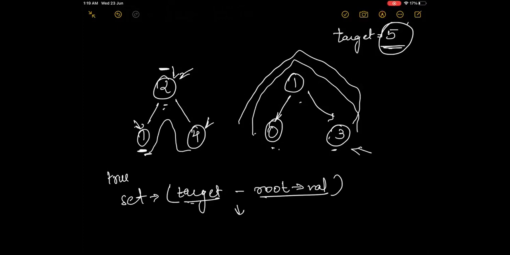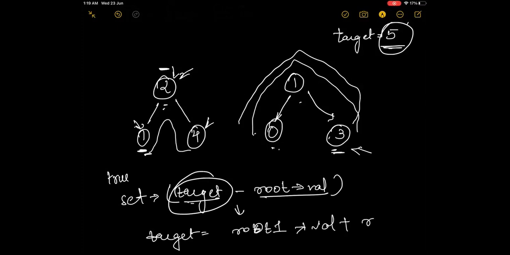Now, if that remaining value is present in the second tree, then we know that those two sum up to the target, because target is equal to root 1 val plus root 2 val. So root 2 val would be equal to target minus root 1 val. Therefore, if we find this element in the second tree, we know we found the two sum target of both these elements. Okay, so let's code it and it will be more clear to you.